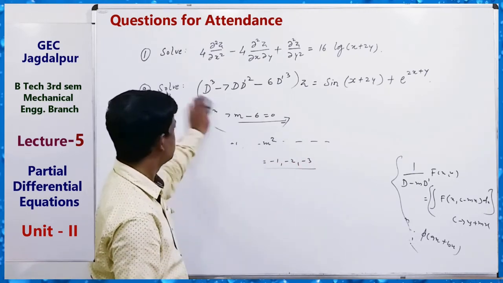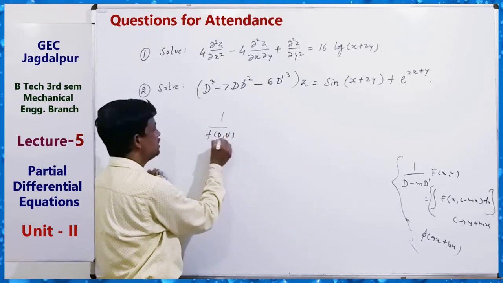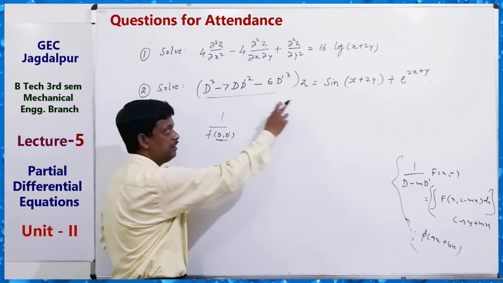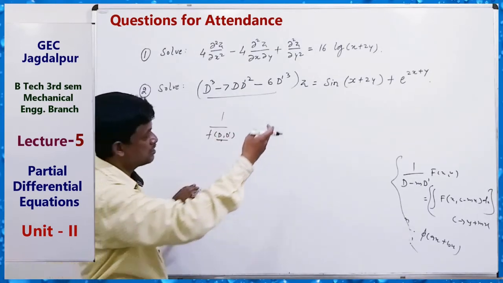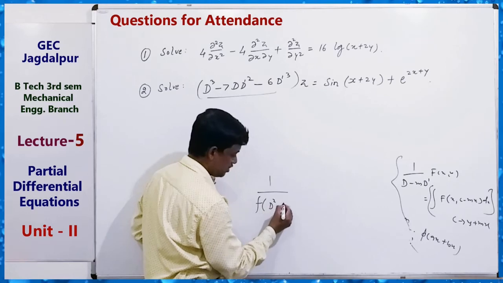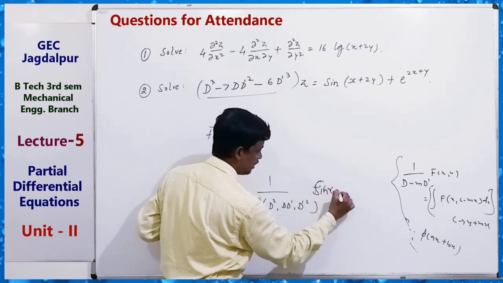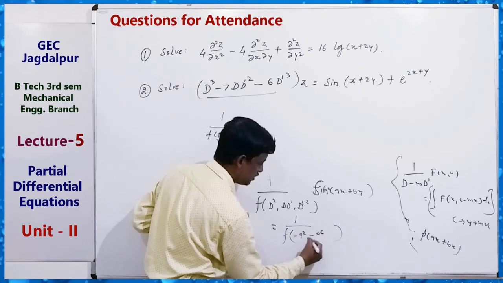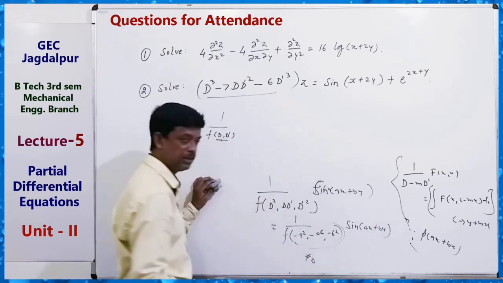So you can write CF for distinct roots. For PI, 1 upon f(D,D'). Factorization you see here, and there are two parts. This is a standard form, sin(ax plus by), and this is also a standard form. For f(D squared, DD', D' squared) acting on sin(ax plus by), it equals 1 upon f(minus a squared, minus ab, minus b squared) times sin or cos(ax plus by). There is a formula if this is not equal to 0.